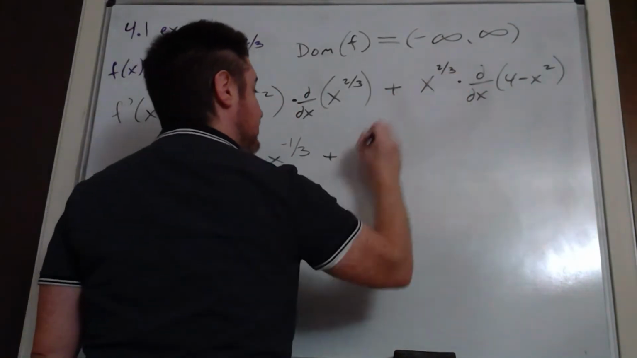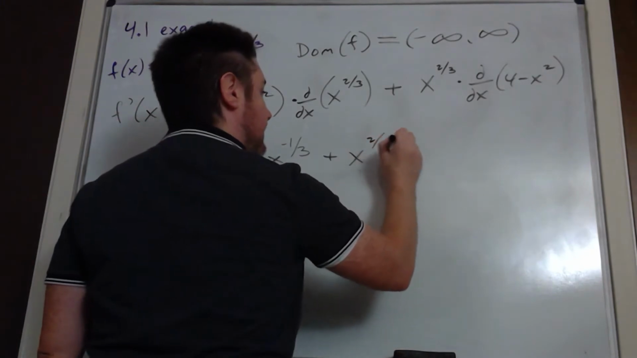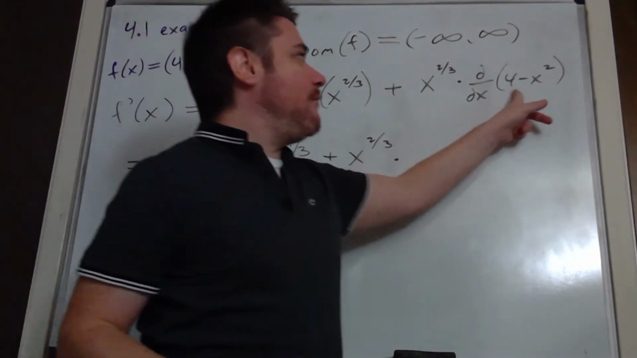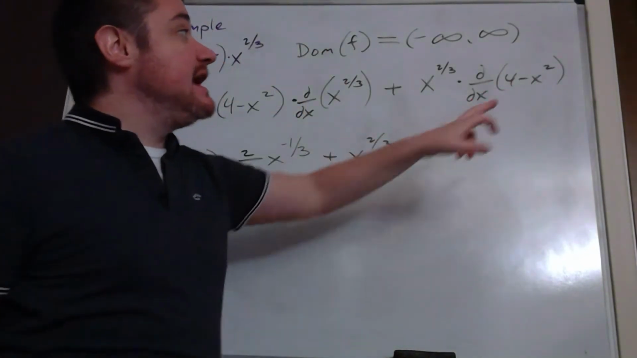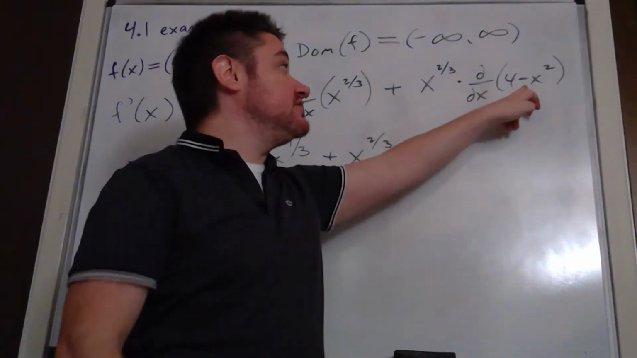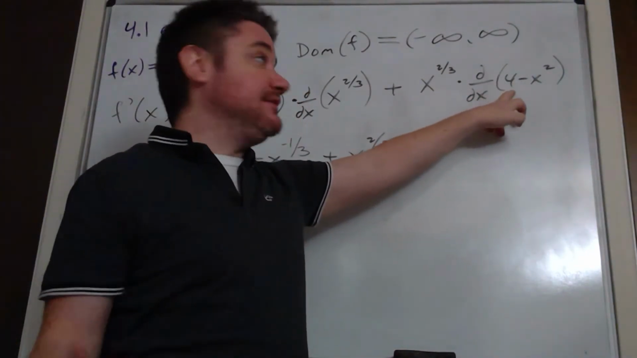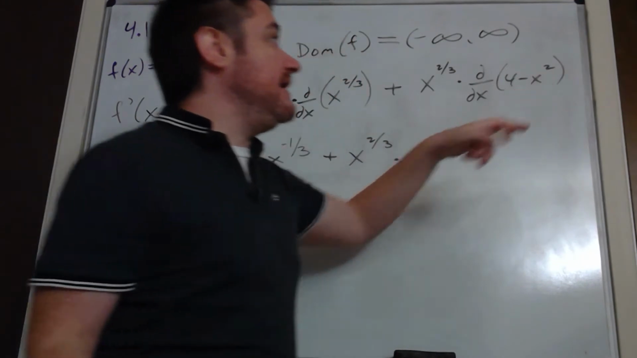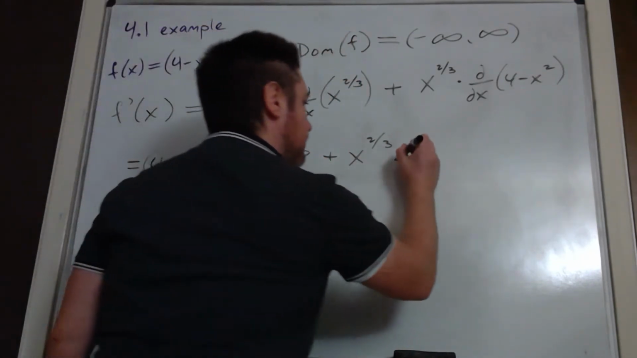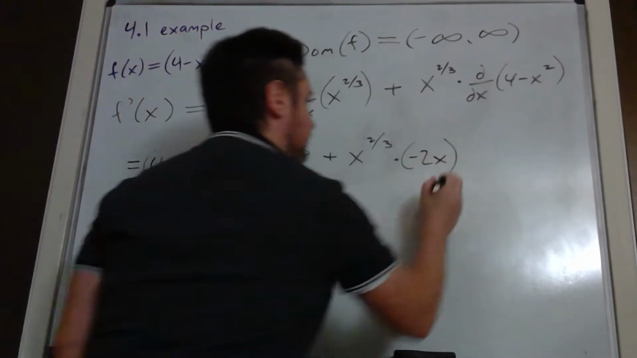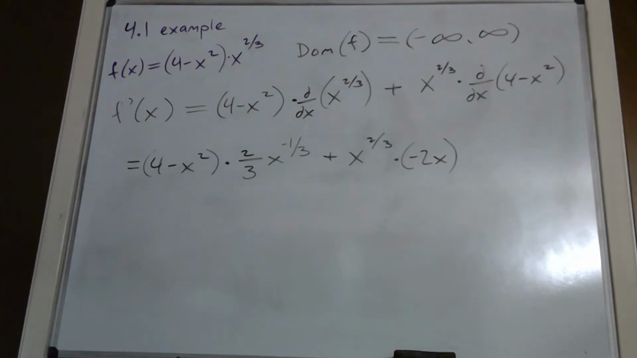So plus x to the 2/3 times the derivative of 4 minus x squared with respect to x. I've got a subtraction, so we just go term by term. The derivative of a constant is 0. The derivative of x squared is 2x, and I'm subtracting that, so we're going to get a minus 2x. Okay? So that's our derivative.